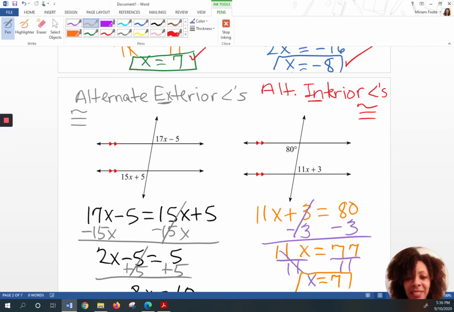That's my final answer. And I would substitute that back in, and you can quickly see this one. If you were to put 7 here, 11 times 7 is 77. 77 plus 3 is 80. Remember, they're equal. That's what congruent is telling me. If they're congruent, they're also equal. So I know that that one's correct.